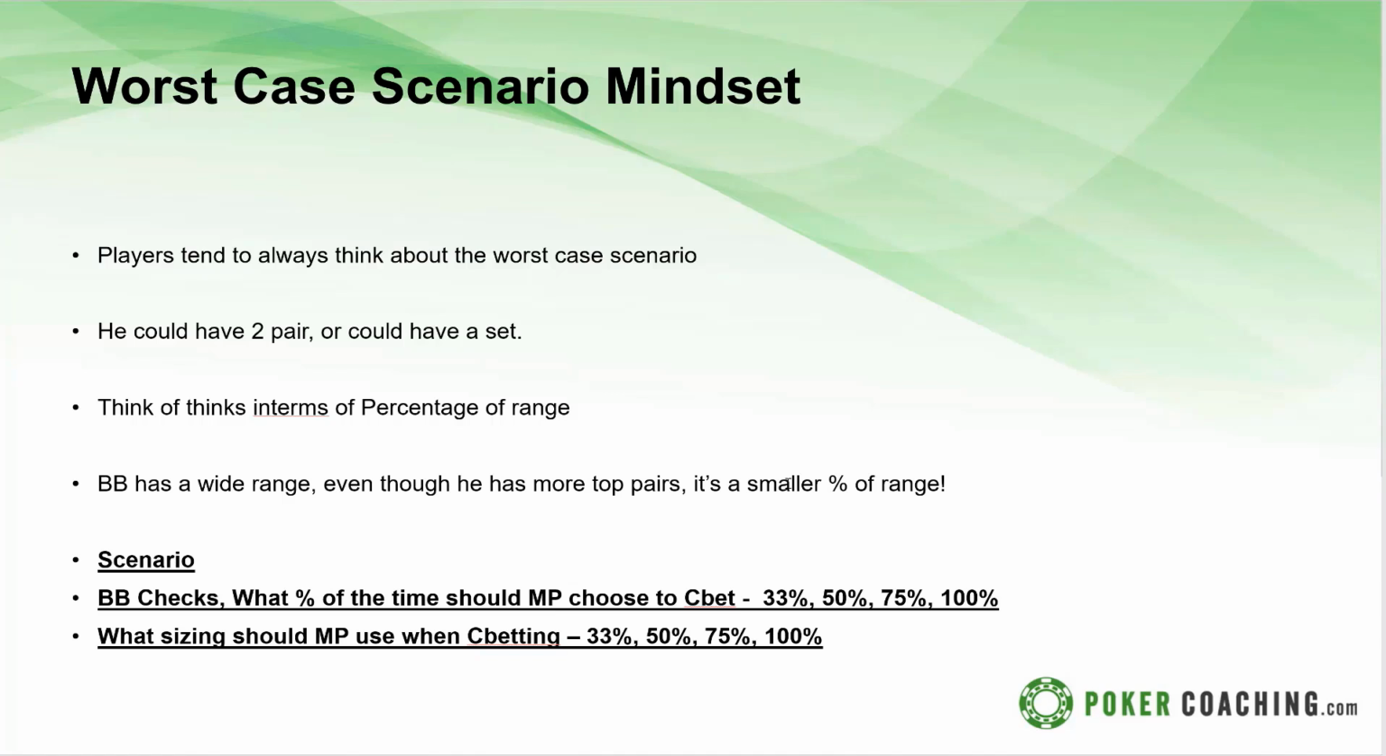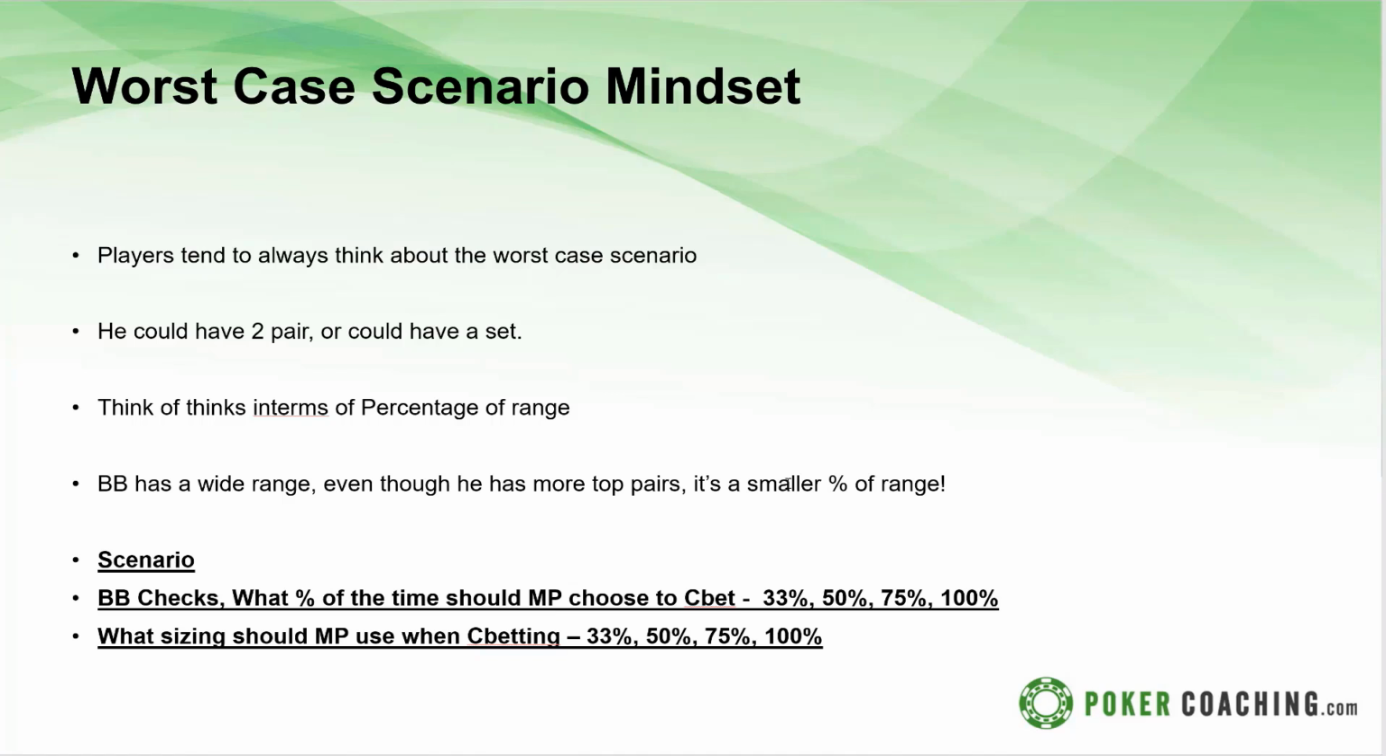So we're going to get into a little strategy segment here. You see the scenario here on the bottom. Big blind checks. We have that same king-8-4 club board. You've seen the ranges. You've seen the range composition now. So let's put it into practice. Big blind checks. What percentage of the time should MP choose to bet? 33% of the time, 50% of the time, 75% of the time, or 100% of the time?